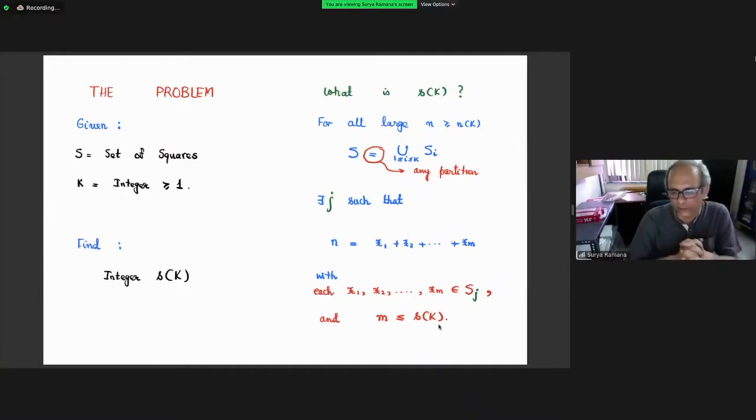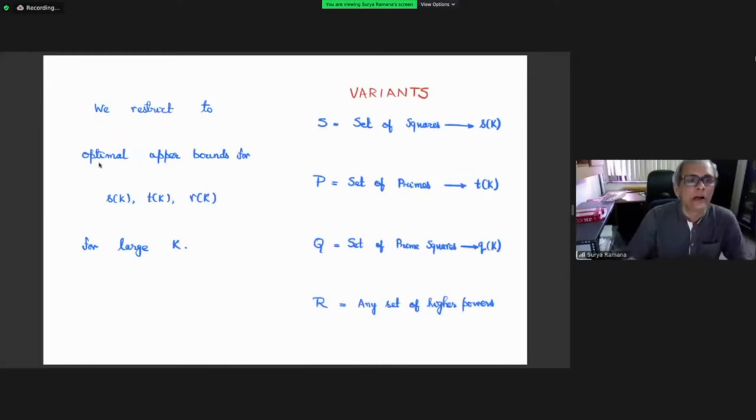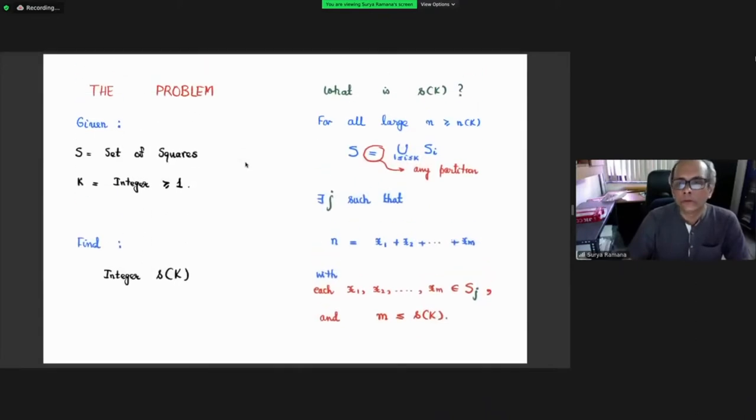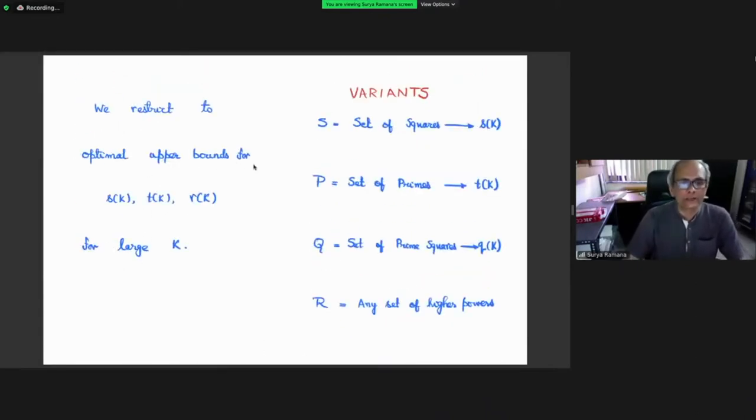The question of Sarkozy was to find the smallest integer s_k such that this sort of expression is possible. So this is uniform over all partitions. Of course, as soon as such a definition is given, it's natural to ask, does such an s_k exist at all? Is there such a smallest integer or is it infinite? We will see in the course of the talk that it is not difficult to show that such an s_k exists. The question is of sharp bounds for s_k. So let me just move on. We will restrict ourselves to optimal upper bounds for S_k, T_k, and R_k for large primes.